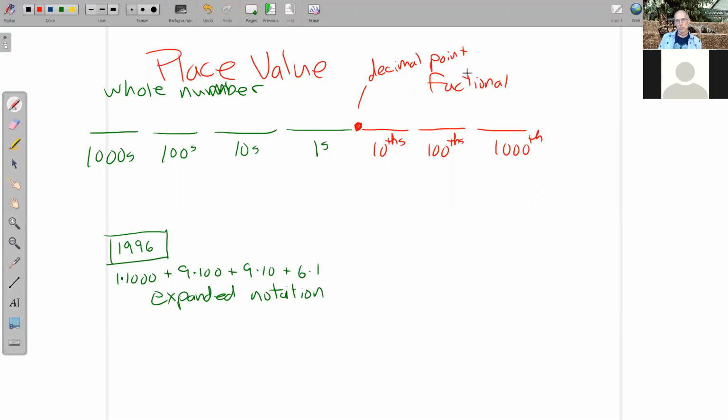And I guess I should be more clear about that. It's a proper fraction on this side. Remember we talked about proper fractions versus improper fractions.